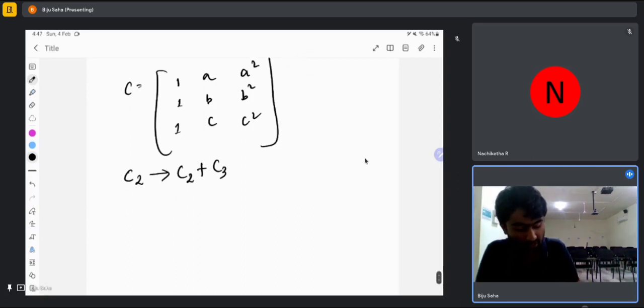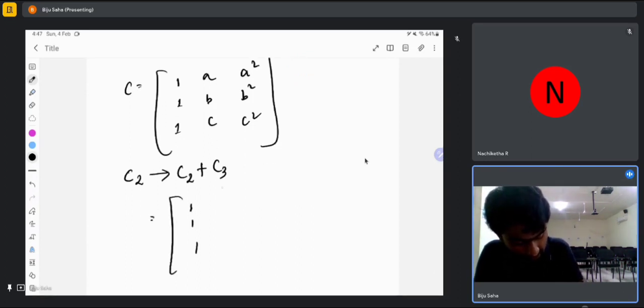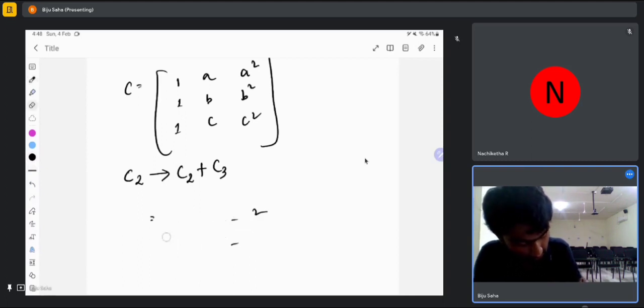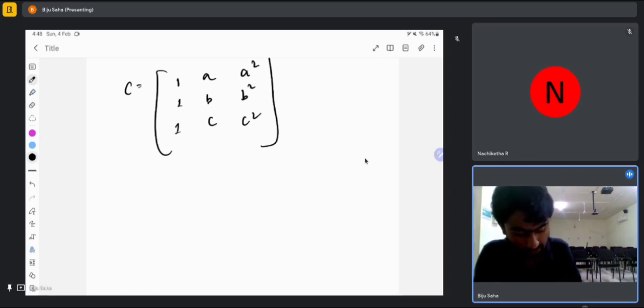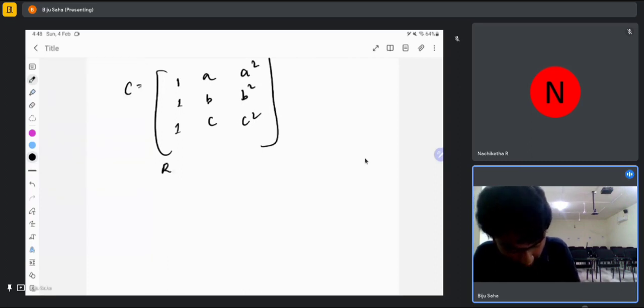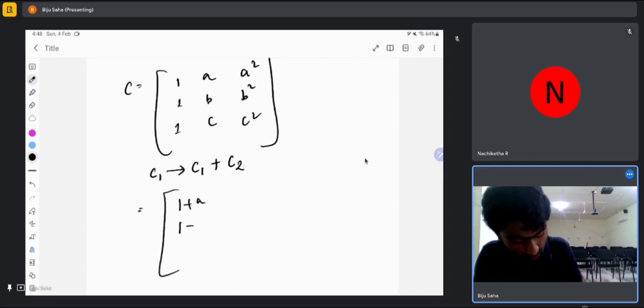So when you do that, you have something like this: a plus a square. Yeah, so wait, before this, let me just go about this way. So we are planning to make two columns identical in this. This requires some intuition. So how to go about it? So let me just make C1. Yeah. So in this way I would get 1 plus a plus b, 1 plus c.